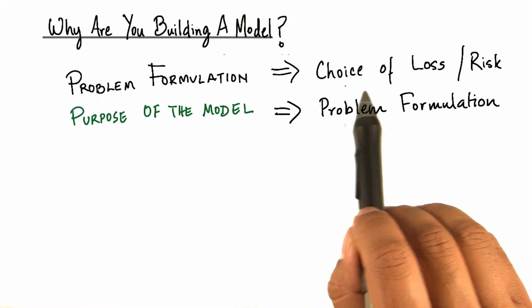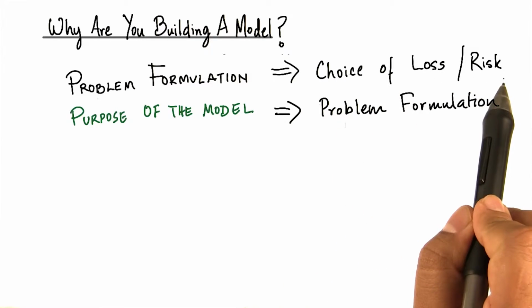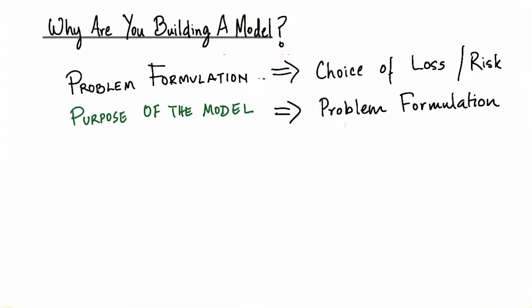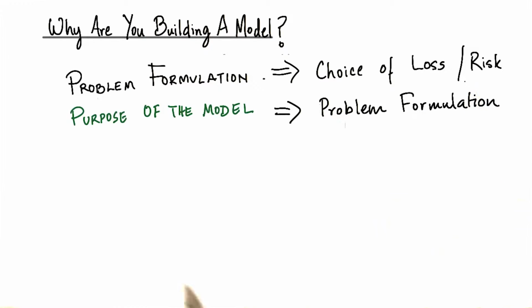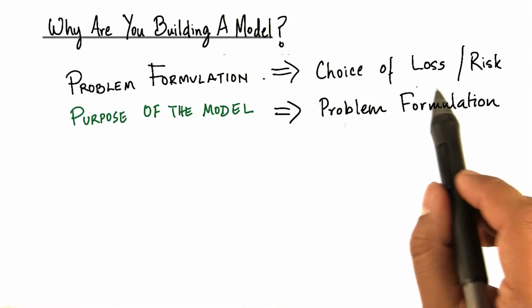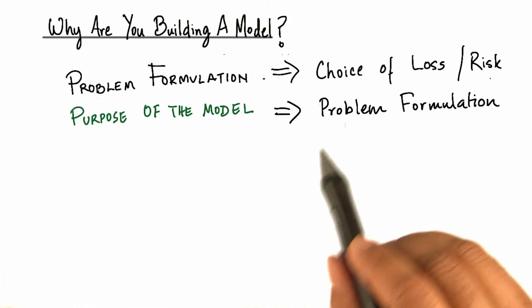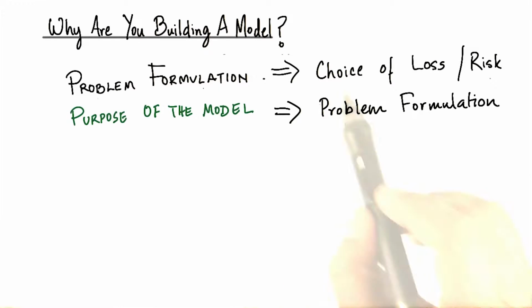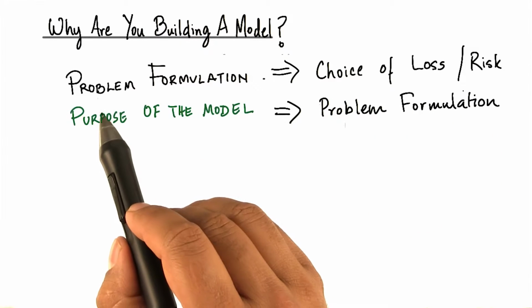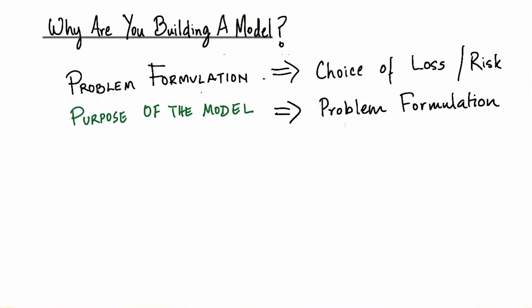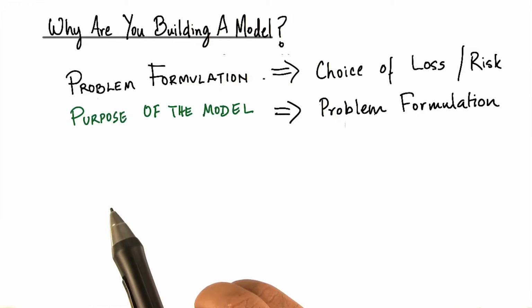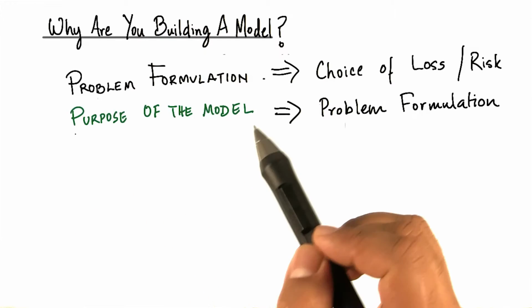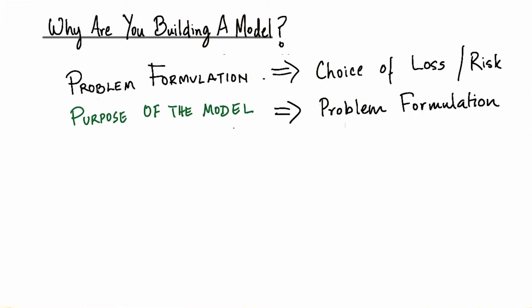We have seen that the choice of the loss or risk function is dependent on how we formulate the problem. In fact, we are free to choose our loss or risk function, and a judicious choice of a loss or risk function can result in a well-performing model. Now, this choice is very dependent on the problem formulation. The problem formulation itself is in turn dependent on this question of the purpose of the model itself.